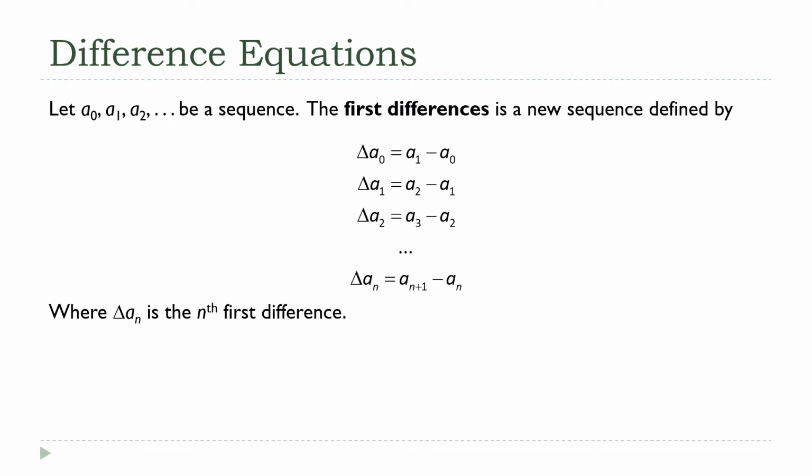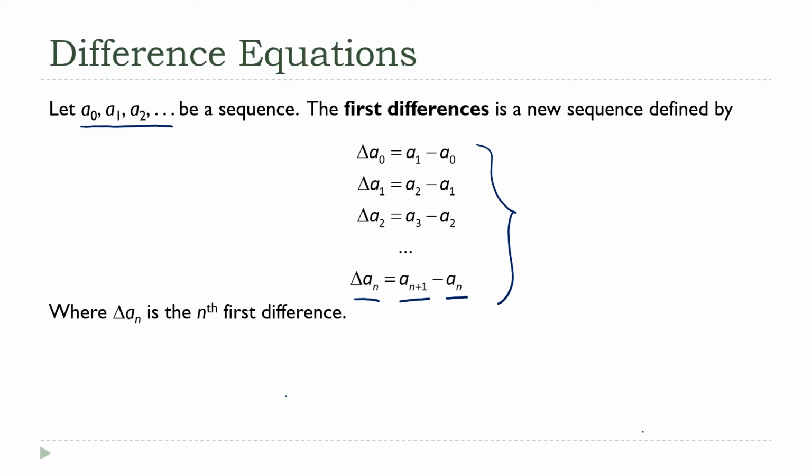Suppose we have a sequence, which you can think of in practical terms as a set of values collected over time. For example, the population of salmon in the North Atlantic, or maybe the value of an investment. And we're going to define the first differences of the sequence to be a new sequence formed by taking the difference of successive values. Now, it may seem a little odd to have the nth difference be the n plus first term minus the nth term.